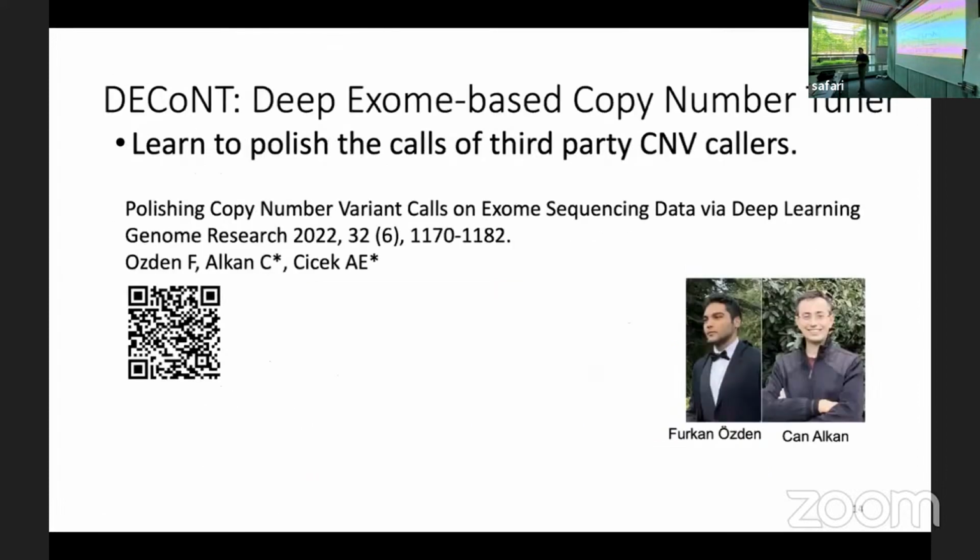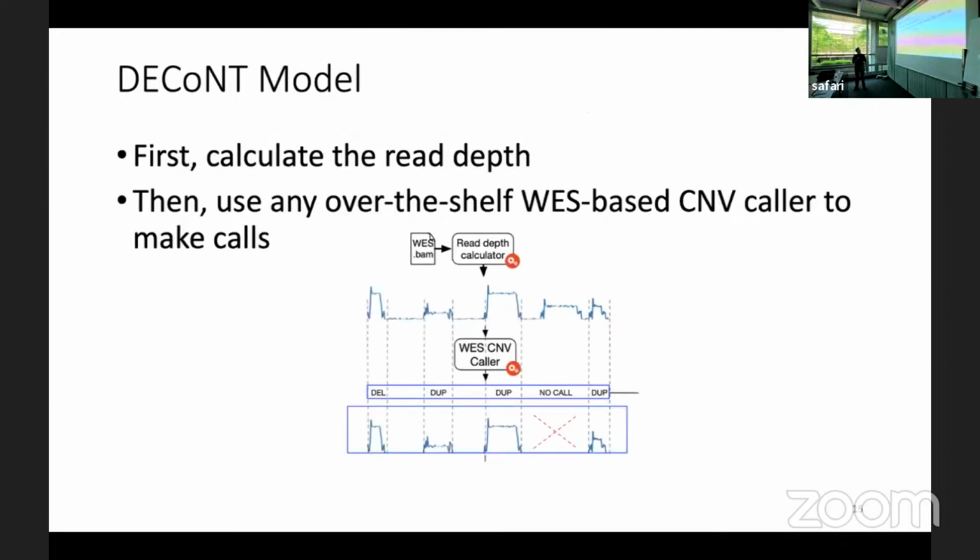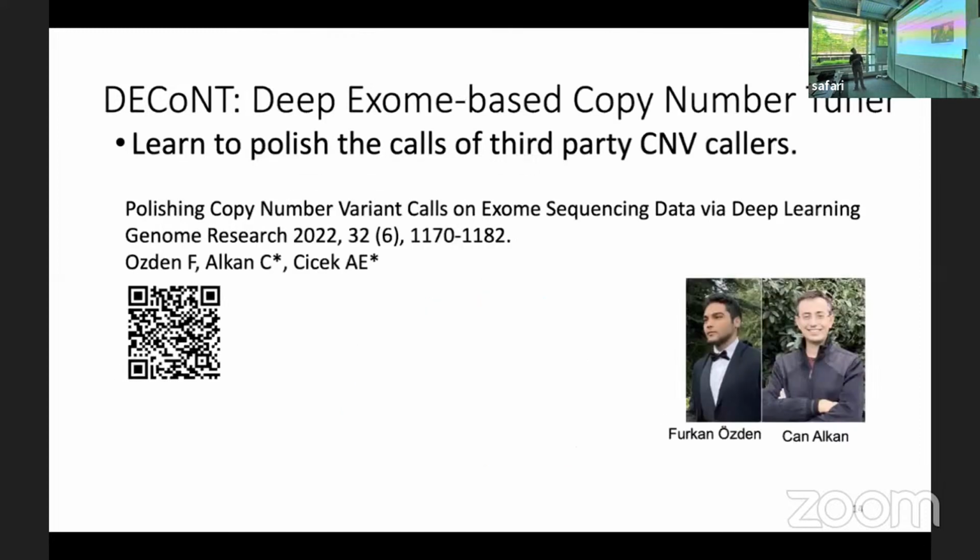All right. So this is the paper published in Genome Research at the end of 2022, joint work with Furkan Özden, our master student in my group, and also Can Alkan. Here the goal is to learn to polish the calls of a third-party CNV caller. There are many methods that do this on whole exome sequencing data, which is quite problematic. So we take their calls and learn to correct them. This is a polishing algorithm.